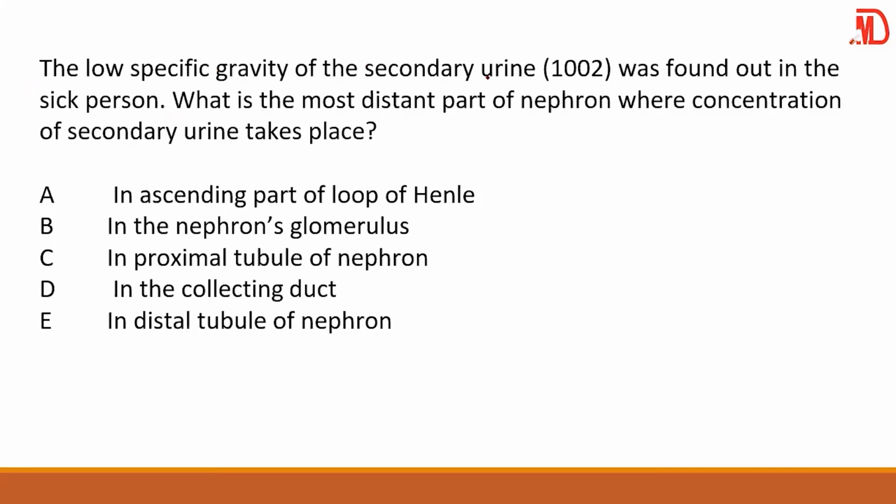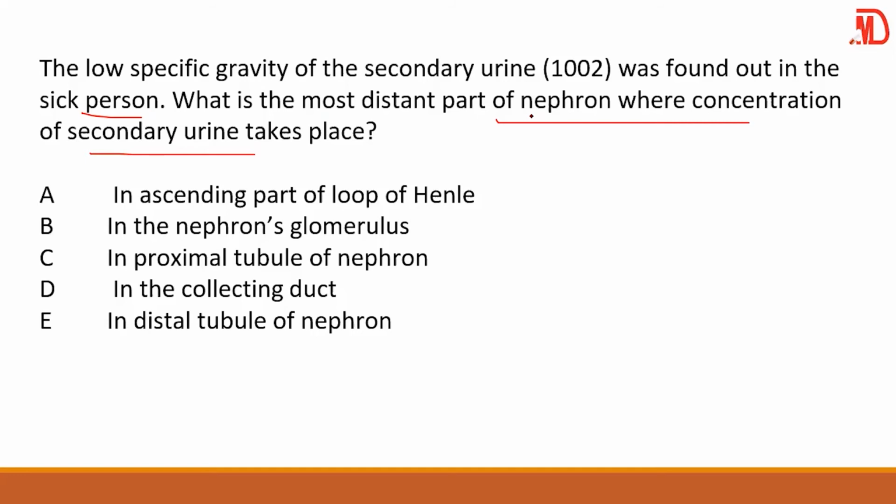The low specific gravity of the secondary urine was found in a sick person. What is the most distant part of the nephron where concentration of secondary urine takes place?